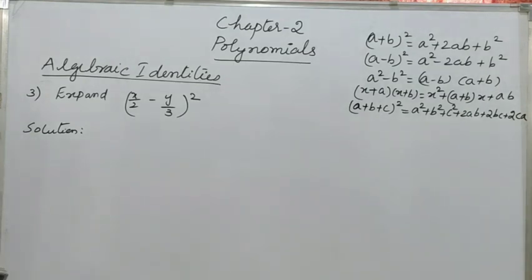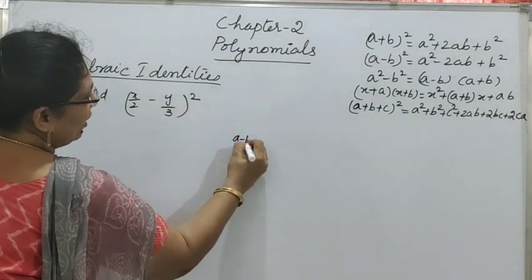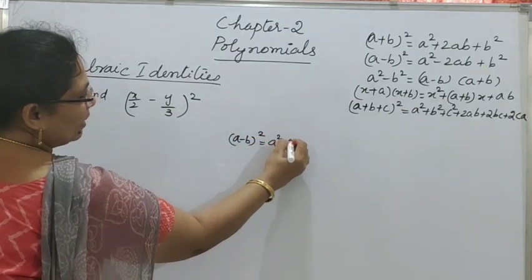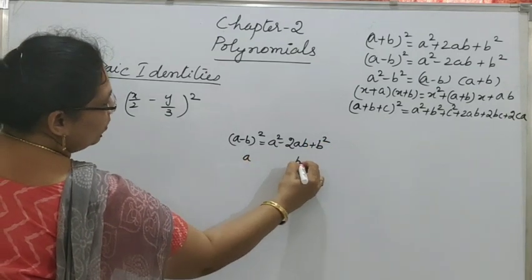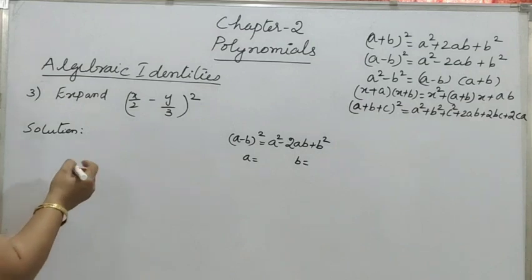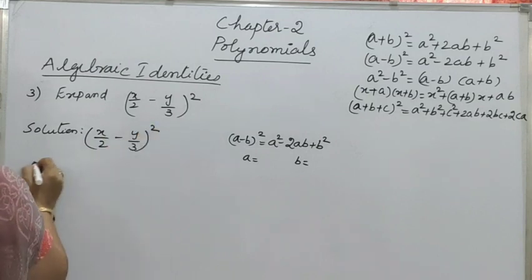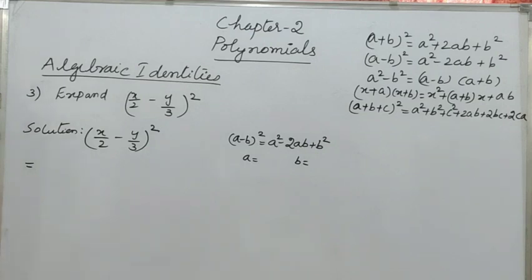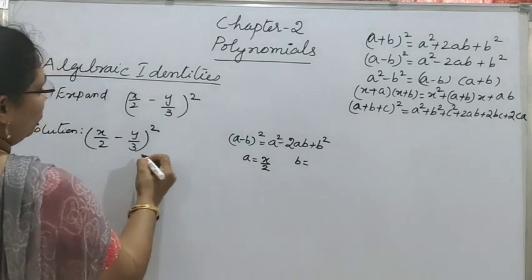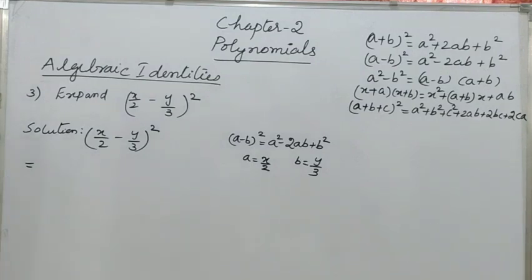Same procedure. We should first identify what is the identity. So the identity is a minus b whole square. So a minus b whole square equal to a square minus 2ab plus b square. What is a and what is b to be written? So for the solution we should take down the question once again, x by 2 minus y by 3 whole square. Now you have understood the question and the identity. Compare the steps and identify what is a and what is b. A means x by 2, b means y by 3. Right? So a means x by 2 and b means y by 3 only.